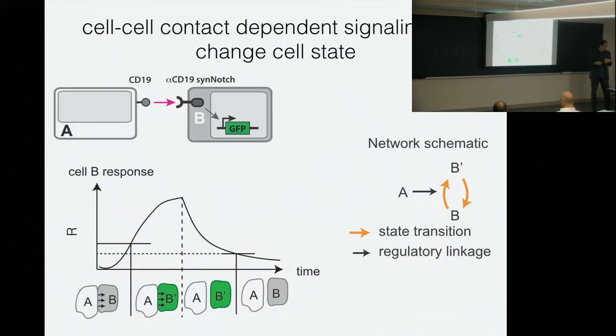To do that, we simply introduced a threshold in this R, and whenever the response of the cell crosses that threshold, it becomes a different cell. You can define this line at this point, and this cell can now have different adhesion properties, different motility, different proliferation. So this is a general way to encode signaling-mediated changes in cell behaviors. We introduce this notation, a network with a sender cell and a receiver cell, in which we think about the transition from cell A to cell B.